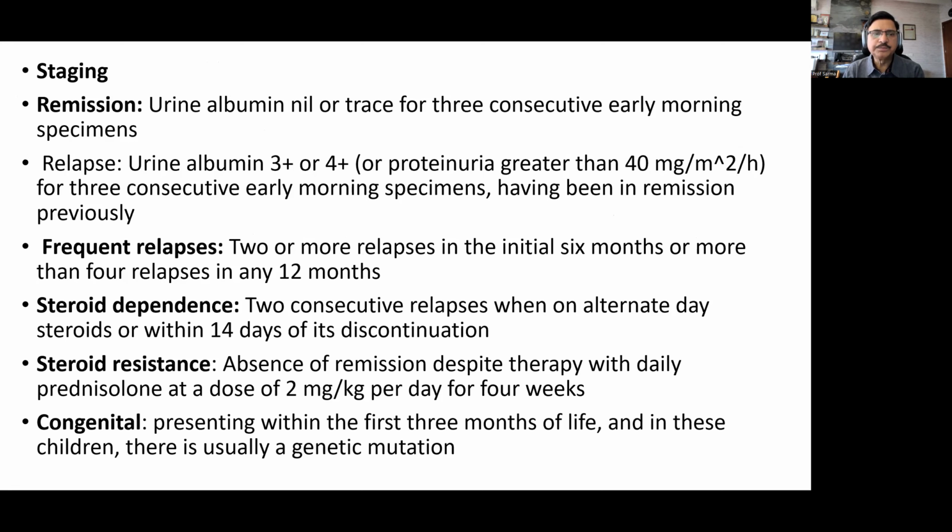Now, staging. Remission is defined as urine albumin nil or trace for 3 consecutive early morning samples. Relapse is when the patient had been in remission, but now for 3 consecutive early morning samples, urine albumin is 3+ or 4+. In frequent relapses, there are 2 or more relapses in the first 6 months or 4 relapses in 12 months. That is the case of frequent relapse: 2 relapses in 6 months or 4 relapses in 12 months.